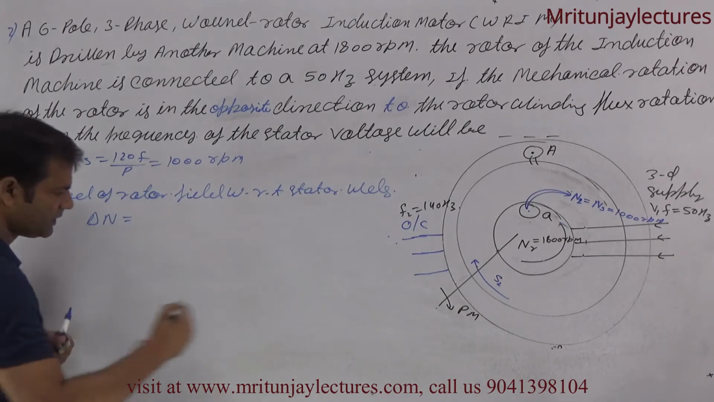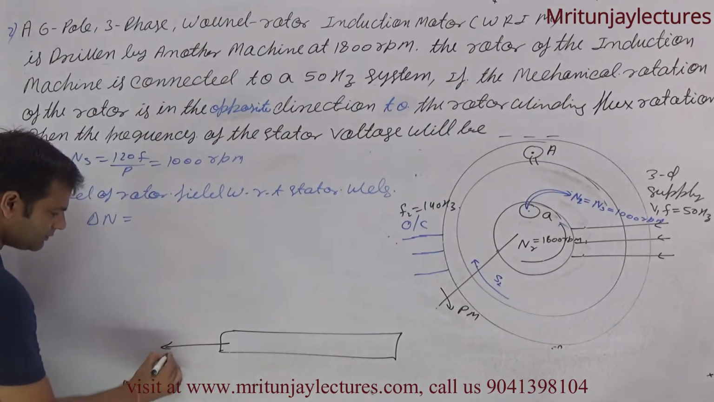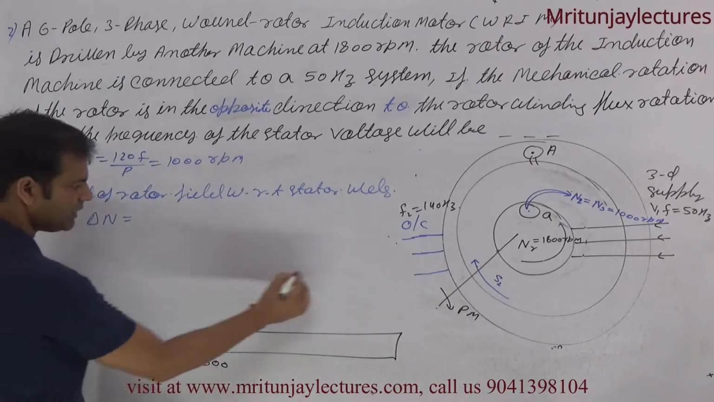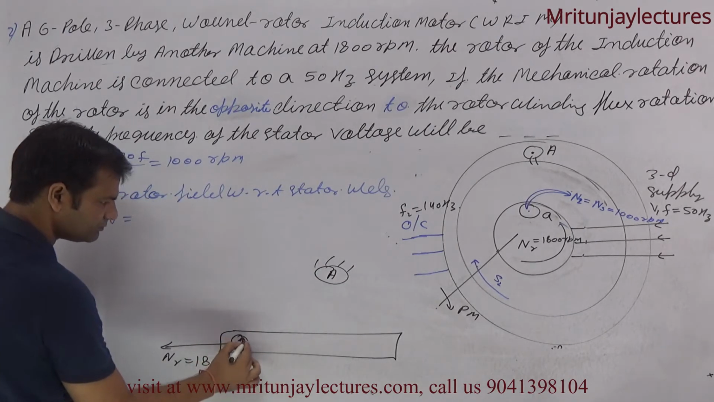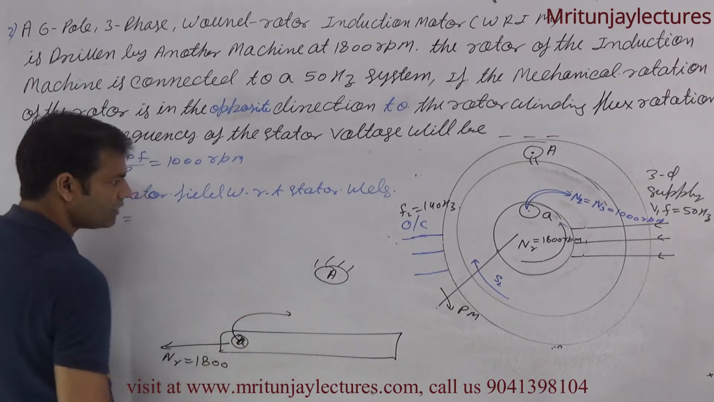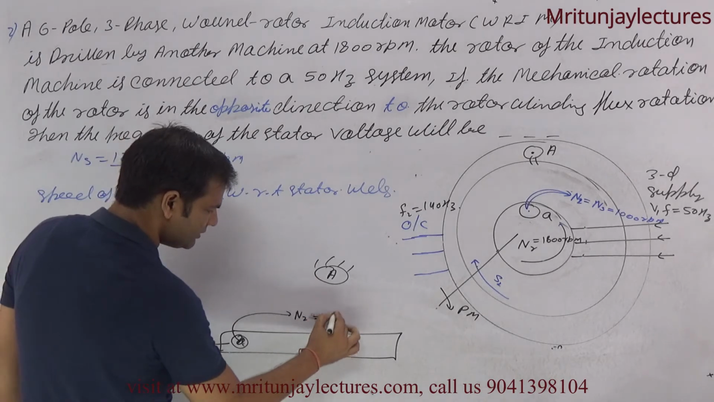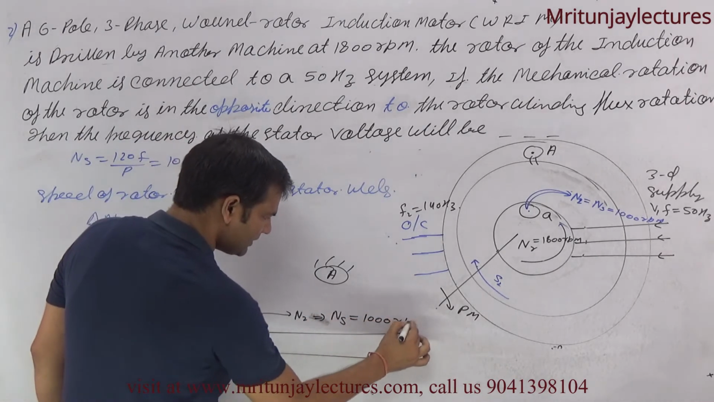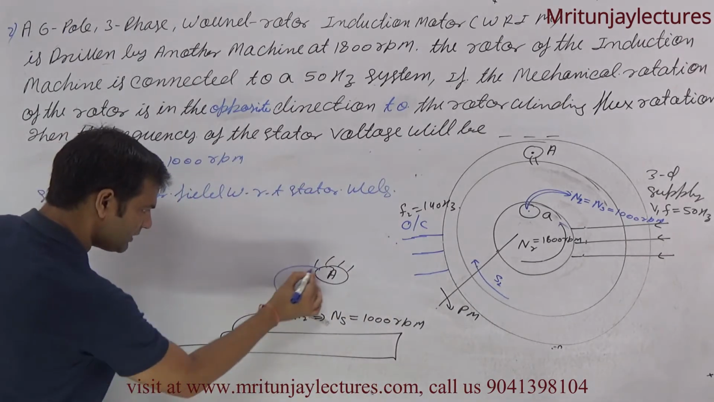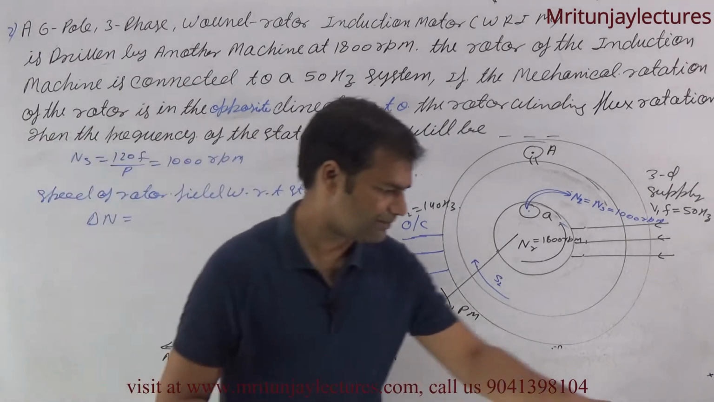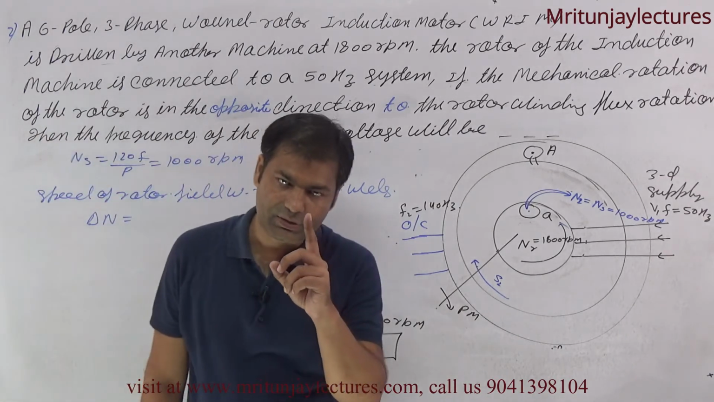Once again, make a linear diagram. Okay, nr is opposite to ns, this one is the stator field, the stator winding, and this one is the rotor. Okay, the rotor magnetic field n2 corresponds to 1000 rpm. Clear? Okay, our motto is, we are focused on the speed of n2 with respect to stator winding.